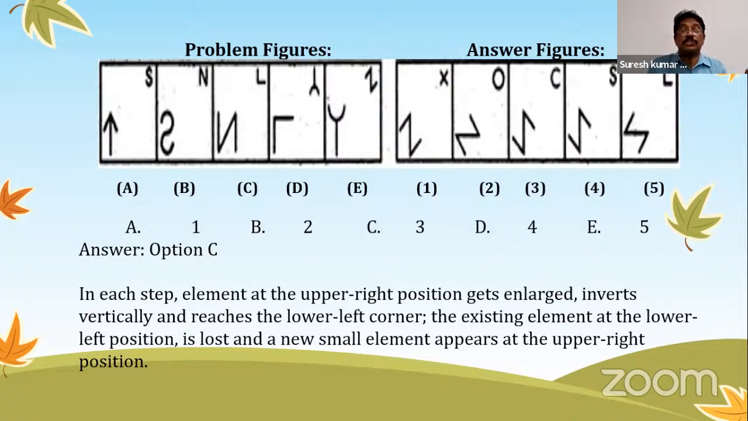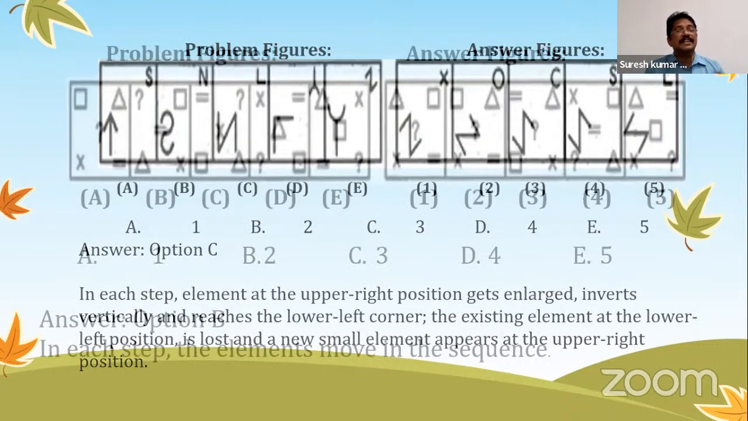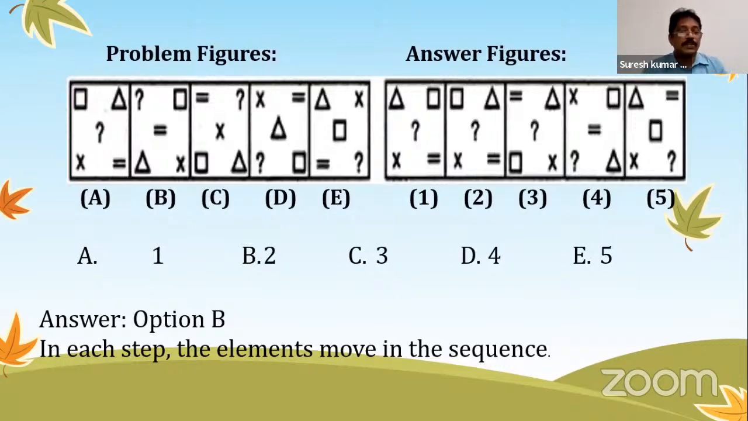See, for this question, how much carefulness is important. So you have to follow all these rules. The same kind of rules are present here. Okay, now come to the next one. Here, this is the first one, now the second one. Each step, the element moves in the sequence. So option B is correct here.